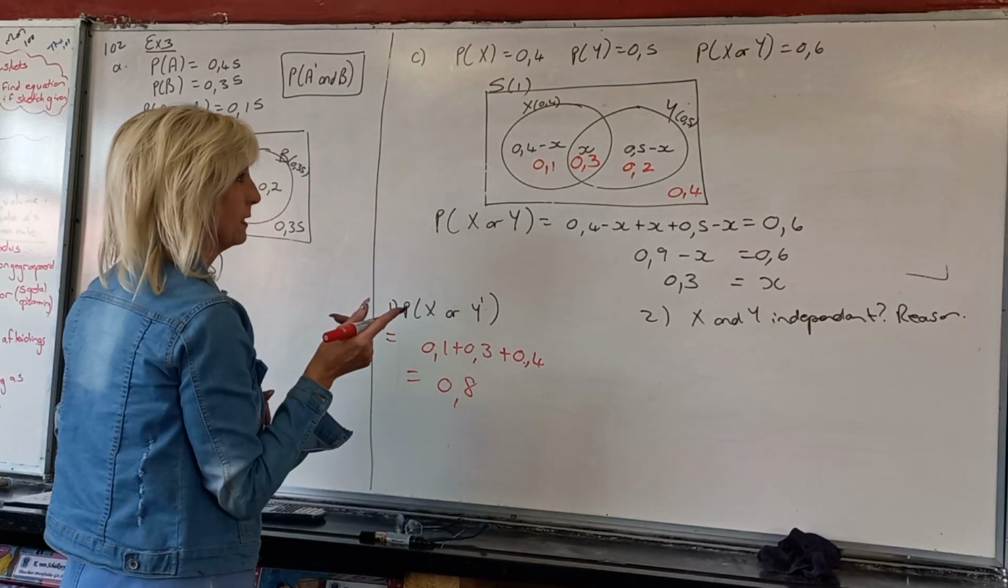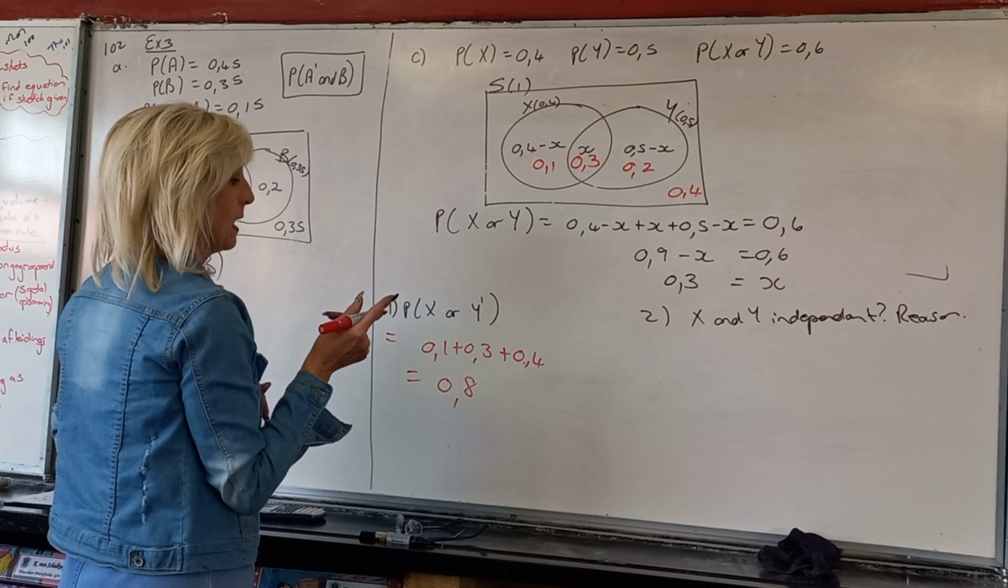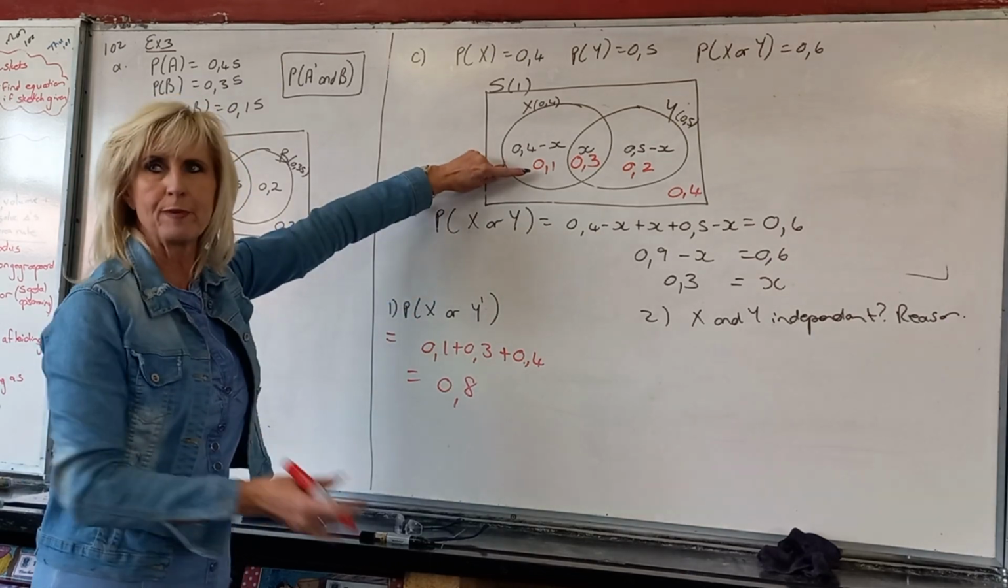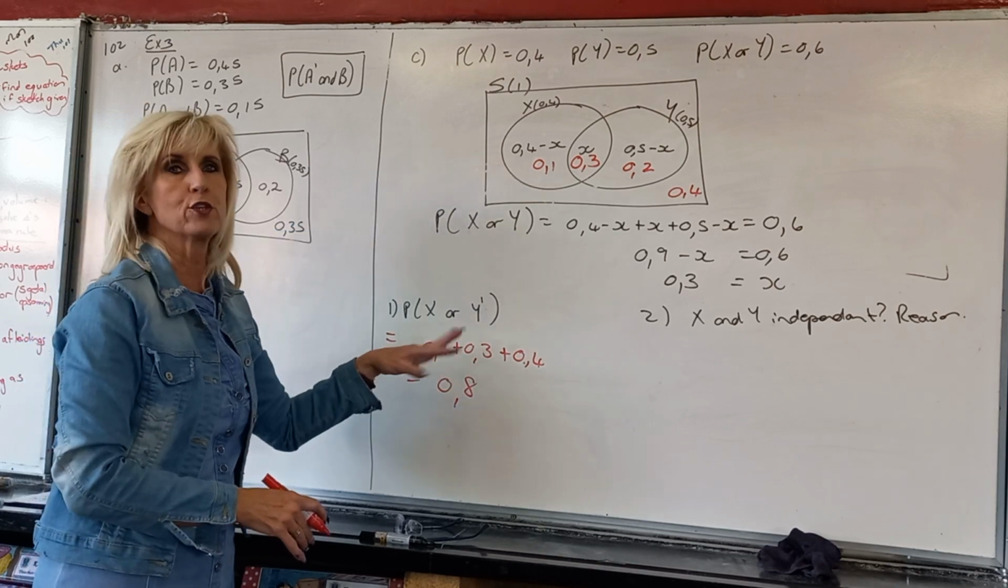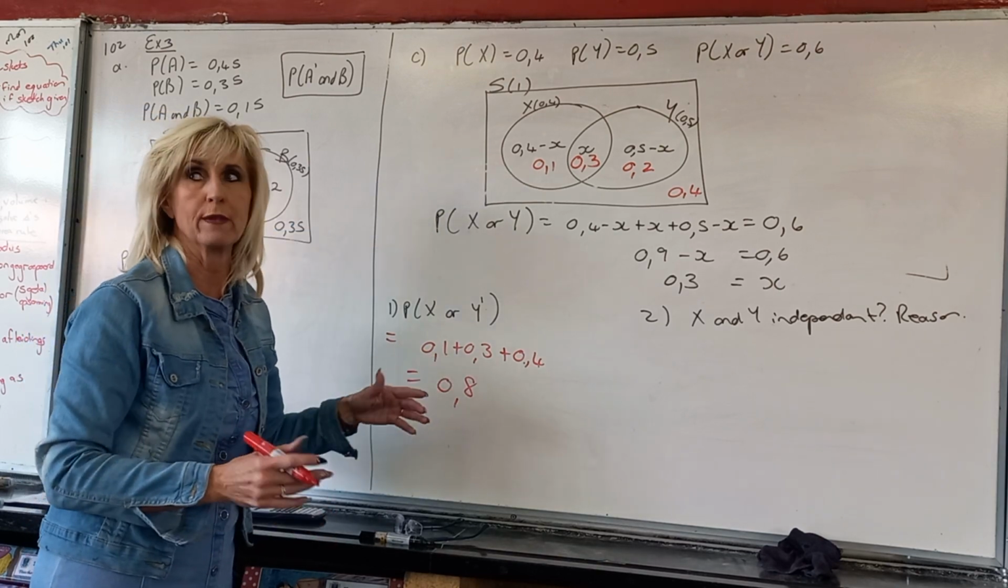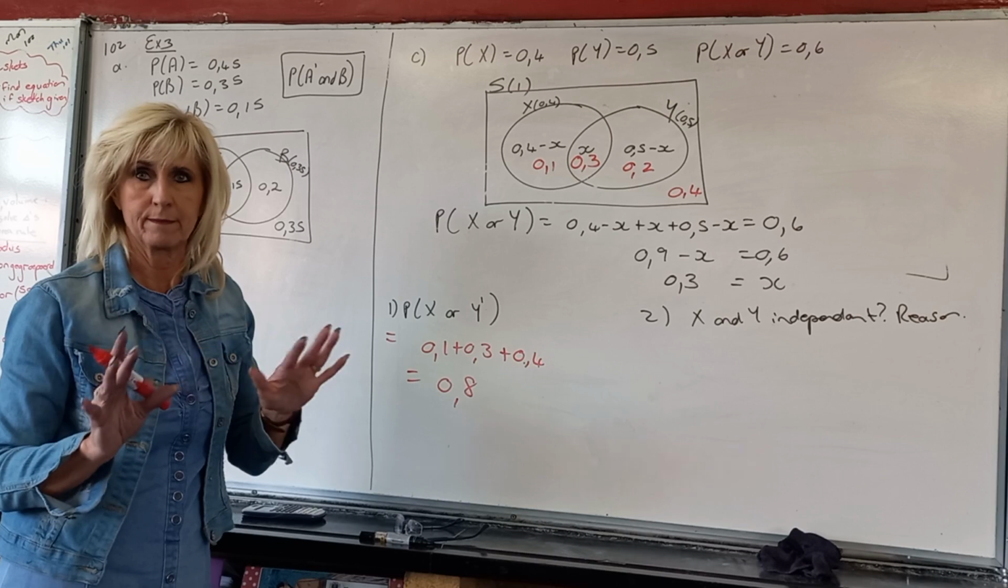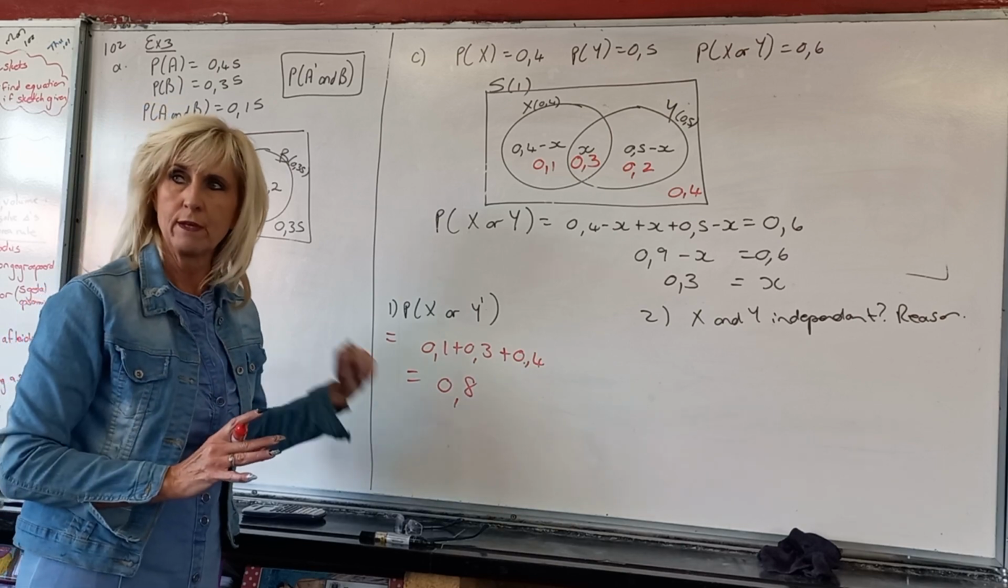And if you did add it, it would have been more than one. Maybe you added too many things and this became 1,1. Then you should have known something's not right, because it can't be more than 1.